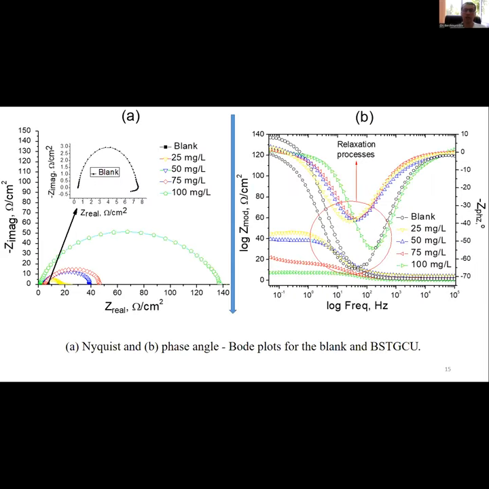The next one is electrochemical impedance spectroscopy. There are two main results. The first result is the Nyquist plot. The second result is the phase angle Bode plot. In the Nyquist plot, you can describe the corrosion charge transfer on the metal surface, and after inhibition you can easily identify it.